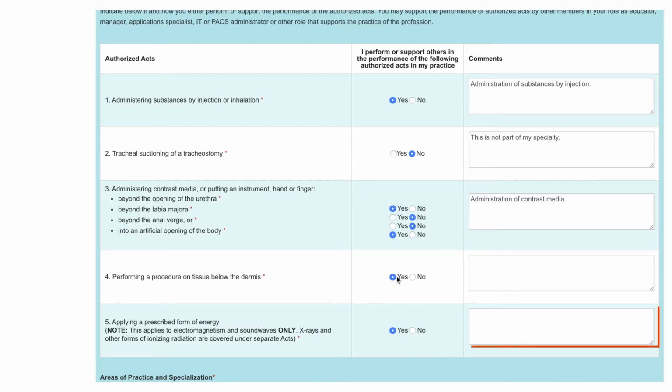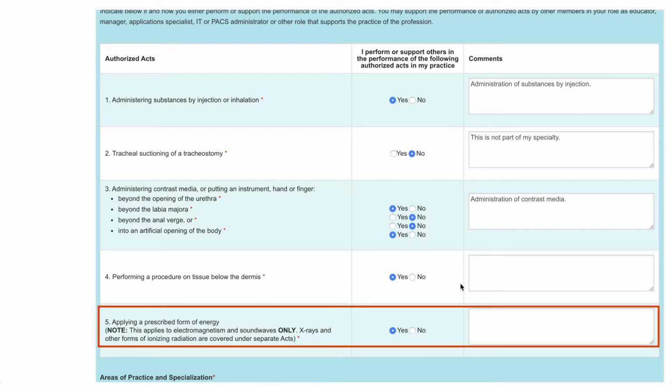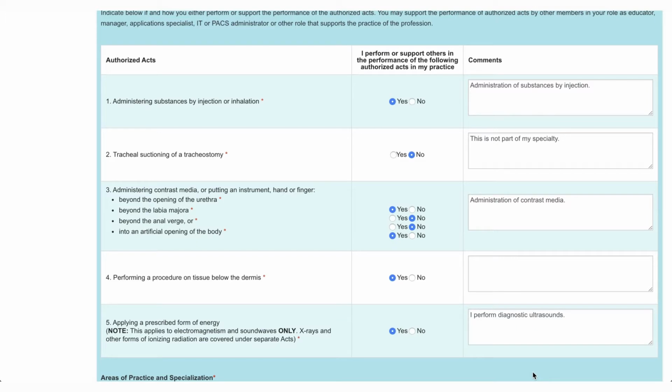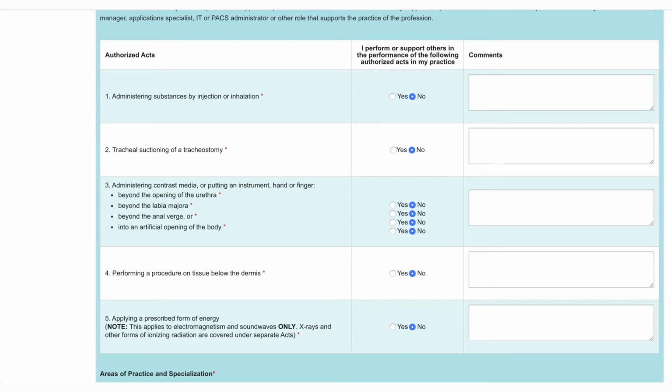For example, Authorized Act Number 5 states, applying a prescribed form of energy, and applies to electromagnetism and sound waves only. X-rays and other forms of ionizing radiation are covered under separate acts. This authorized act applies only to members performing or supporting the performance of magnetic resonance imaging or ultrasound. Not all members will perform authorized acts in their practice. In fact, some may not perform any of the authorized acts.